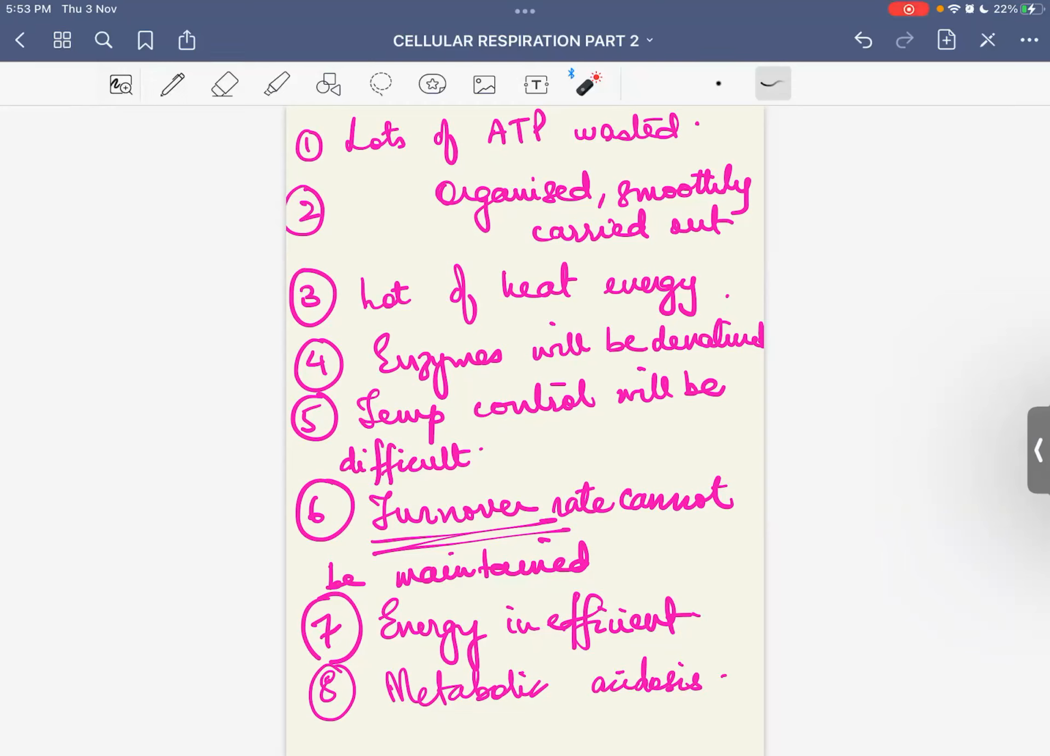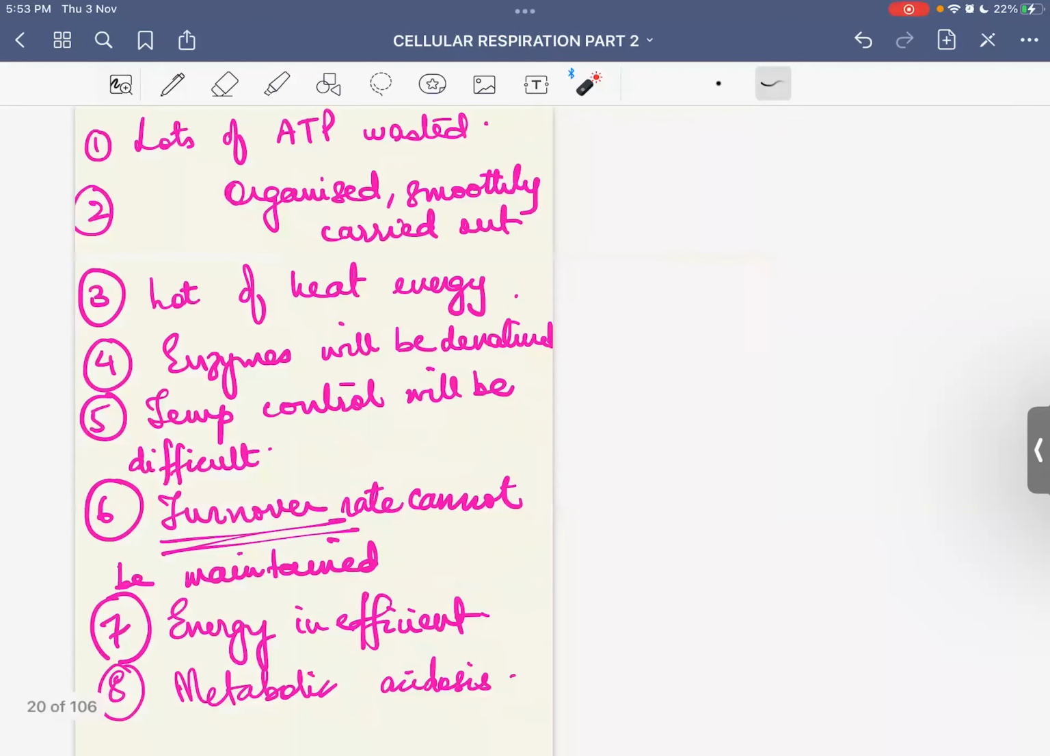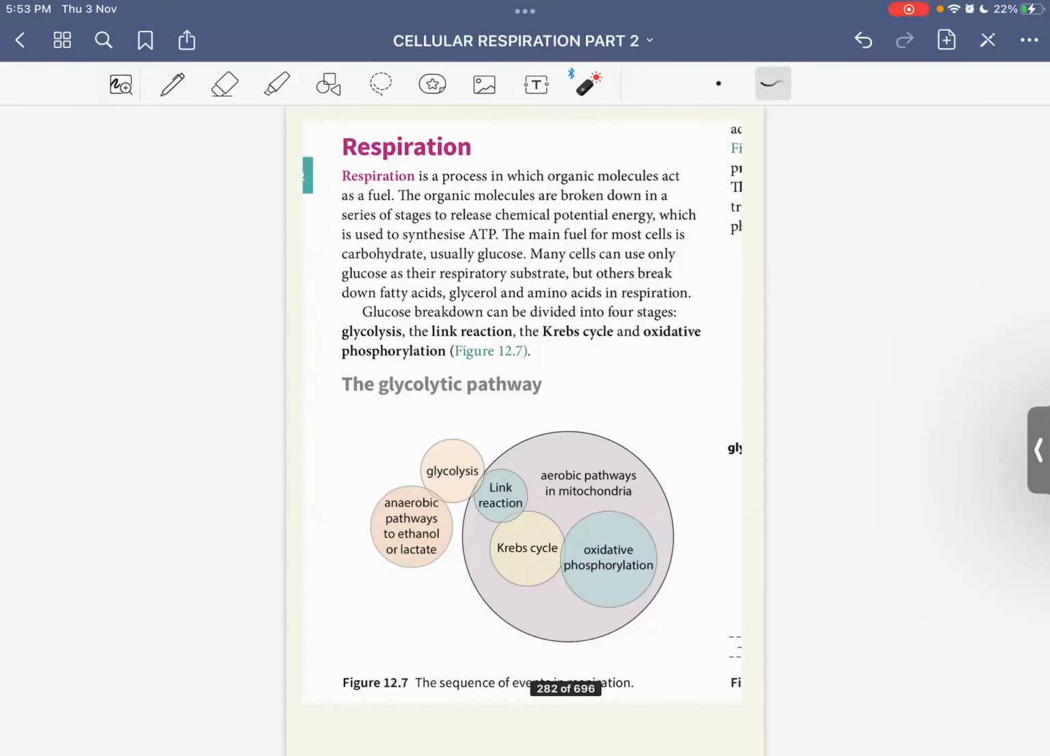Okay. Got it? Yeah, better, Miss. Okay. So hence now we will be doing the steps of cellular respiration, or the steps of ATP generation, step by step.